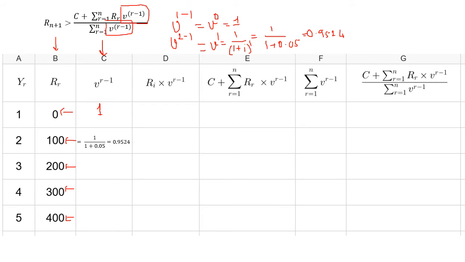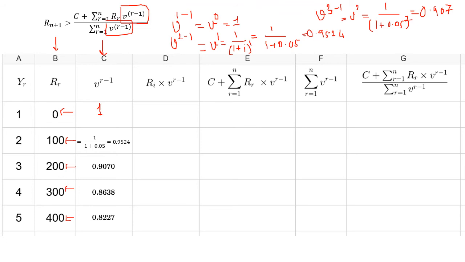Then similarly, when r equals 3, v raised to 3 minus 1 is equal to v squared, 1 upon 1 plus 0.05 squared, and you should get this value as 0.907. This way you can continue your calculations and verify that you get for r equals 4, 0.8638 and r equals 5, 0.8227.